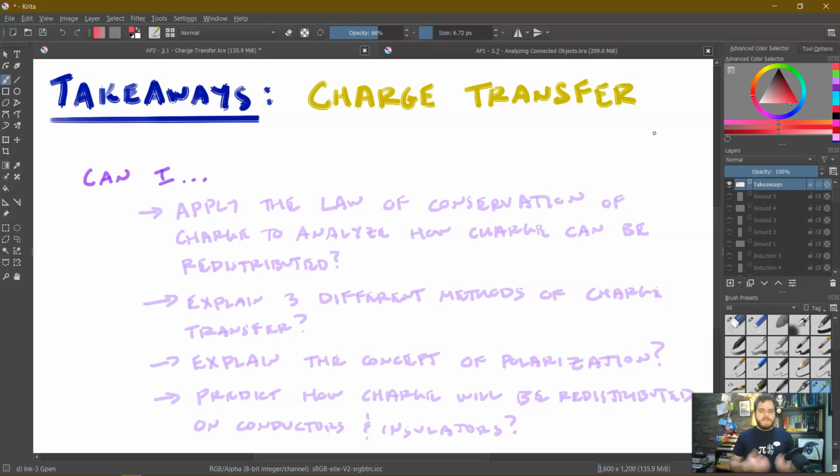So what are the main takeaways for this lesson on charge transfer? One, can we apply the law of conservation of charge to analyze how charge can be redistributed, at least on an object or between objects? Can we explain three different methods of charge transfer, whether that is the triboelectric effect, the rubbing, conduction, or induction? And can we explain the concept of polarization, which very much ties into induction? And can we predict how charge will be redistributed on conductors and insulators in many of these different scenarios?